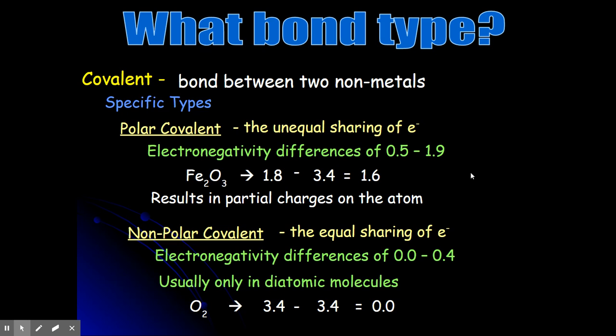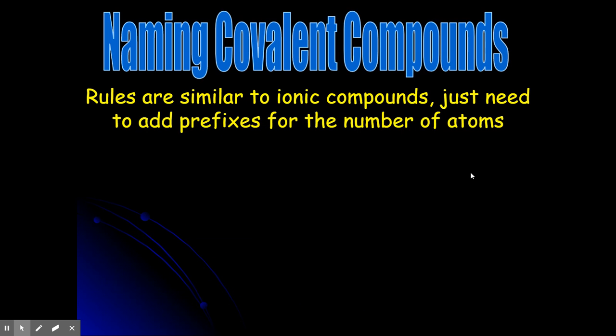Now we're going to talk about naming covalent compounds. Generally speaking, the rules are similar. We just need to add one thing: we have to add prefixes. The prefixes are used to represent the number of atoms there are in that particular molecule, and we have to know the prefixes for numbers 1 through 10.